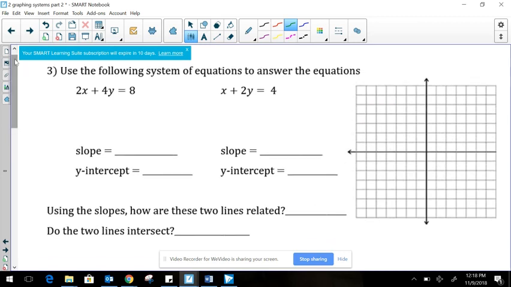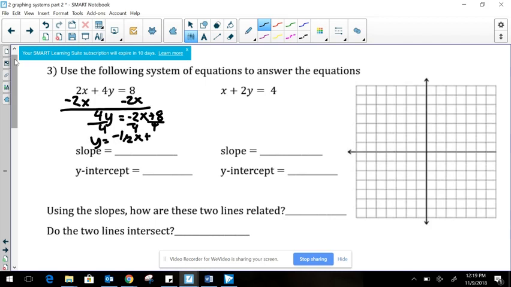So first problem here, we have to solve one of them for y. So let's subtract 2x. So I have 4y is equal to negative 2x plus 8. Divide everything by 4. Running out of room. So y equals negative 1/2 x plus 2, because 8 divided by 4 is 2.